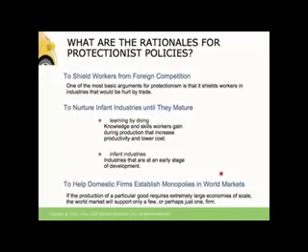And lastly, you might want to help domestic firms establish monopolies in world markets. If the production of a particular good requires extremely large economies of scale, the world market will support only a few, and perhaps just one firm. And so the domestic country might want to protect that.